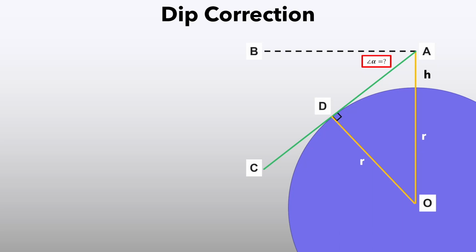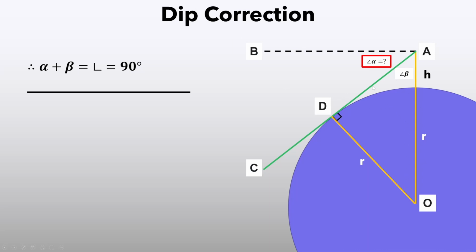So remember that the angle we want is alpha, and it's formed by BAC. And this angle beta is simply 90 minus alpha, because the observer's horizontal, which is BA, is by definition at right angles to the observer's vertical, which is AO.